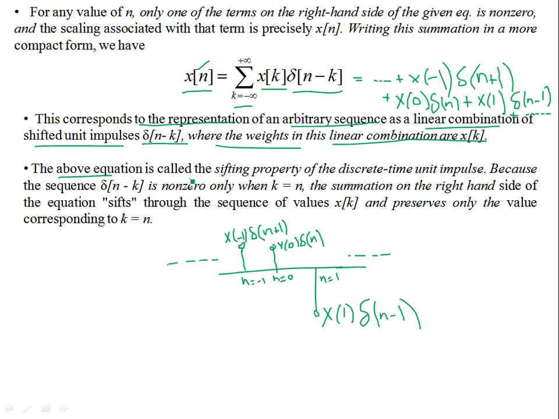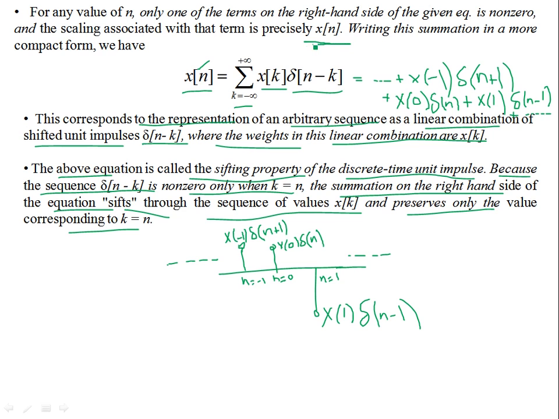So the above equation is called the shifting property of the discrete time unit impulse, because the sequence delta n minus k is non-zero only when k equal to n. That means the summation on the right hand side of the equation shifts through the sequence of values x of k and preserves only the value corresponding to k equal to n. So this summation is only non-zero for the values where k is equal to n. You have the strength of the impulse x of k there, and these x of k are the samples of your sequence x of n.